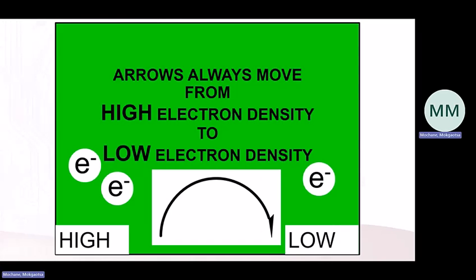Now, this is a very important key. Arrows always move from a high electron density to a low electron density. I'm not sure if you quite heard the word nucleophile, because when you move from a high density electron species, you're actually moving from a nucleophile to an electrophile. Electrophiles are those that have a low electron density. So basically, your arrow will always move from a nucleophile to an electrophile, from a high electron density species, which is very rich with electrons, to the one that is poor in terms of electrons.